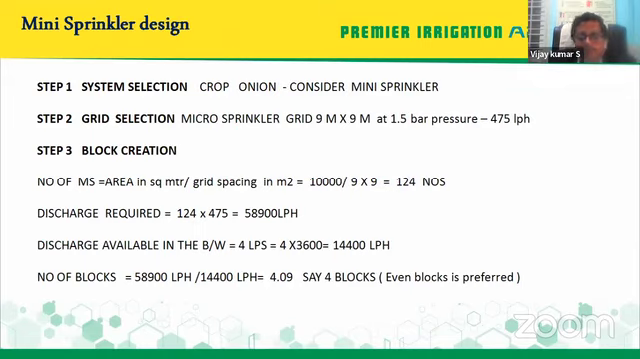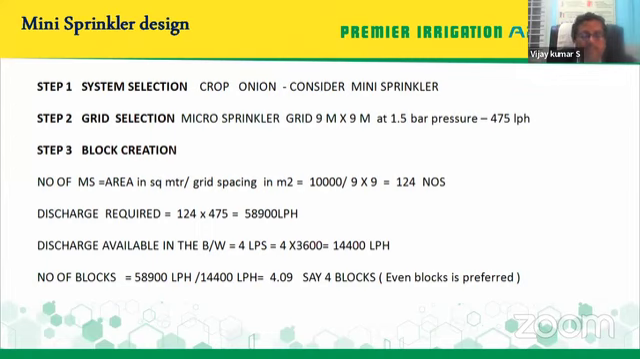I know that my mini sprinkler is going to give me 475 liters per hour, and the number of mini sprinklers that I will require over here will be total area divided by the grid spacing. So same calculation. Here I'm going to take 10,000 as this area divided by 9 into 9. So I will get 124 mini sprinklers. And we know that the discharge of each mini sprinkler is 475. So the total water required to operate the system will be 124 multiplied by 475, which is around 58,900 liters per hour.